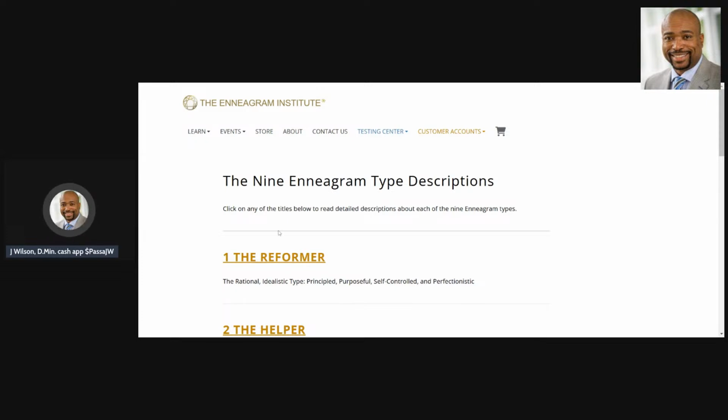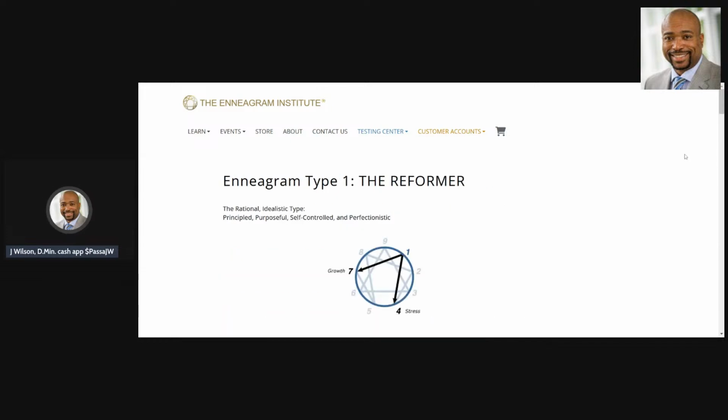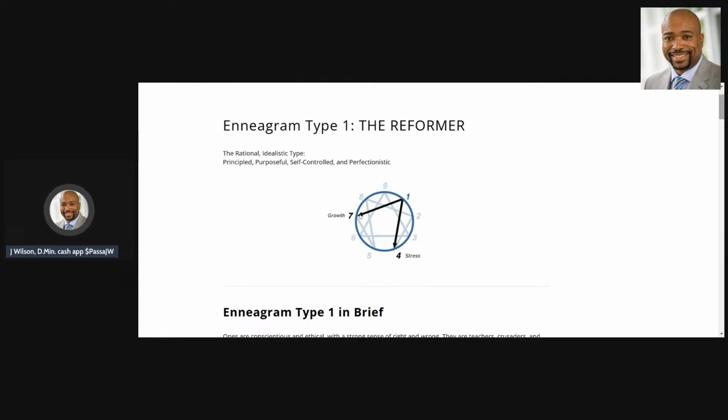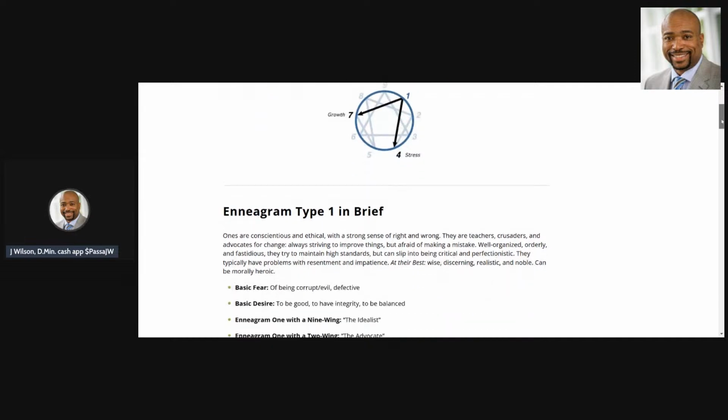So let's go to the first type. The first type is a reformer. And the triangles always connect with something. So the 1 connects with the 7 and the 4. You see the 9, the 6, and the 3. The 8 connects with the 2 and the 5. So they're always connecting. But let's look at the reformer. The rational, idealistic type, principled, purposeful, self-controlled, and a perfectionist.